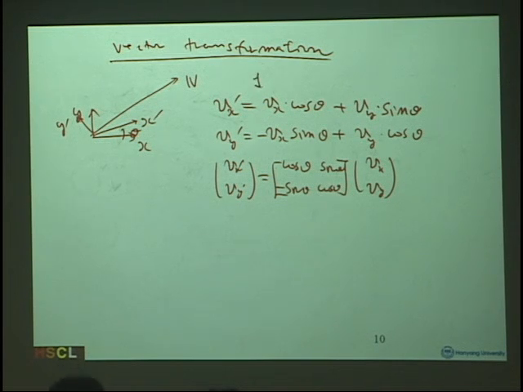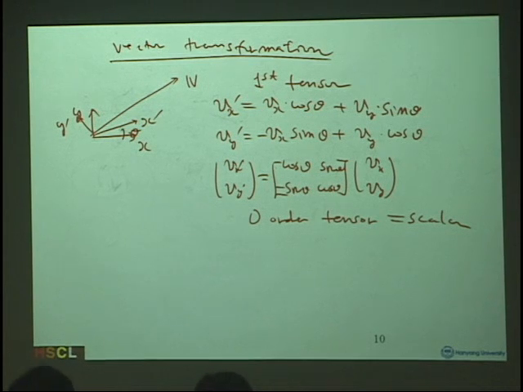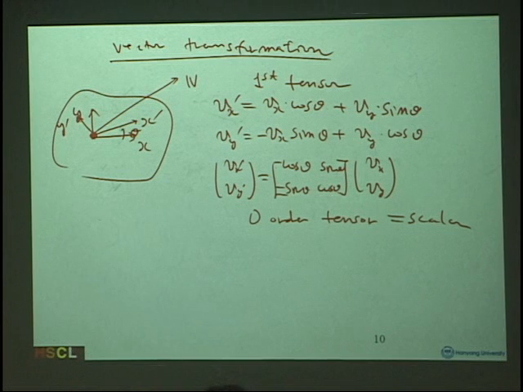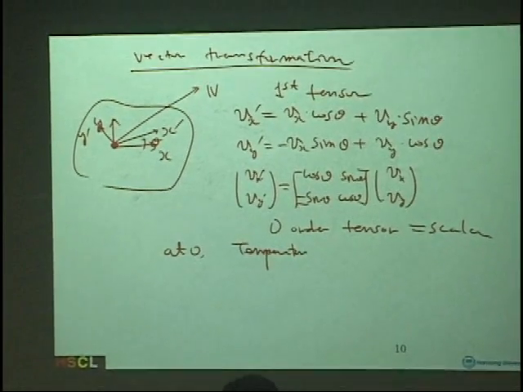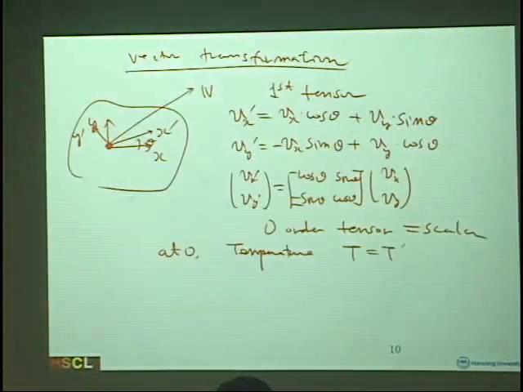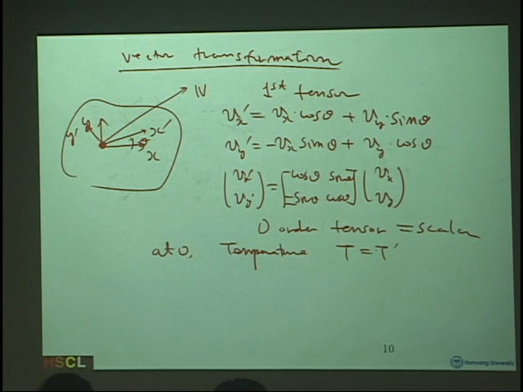And this vector we call a first-order tensor. Actually, a scalar is a zero-order tensor. And okay, again, this is a point, a body. And if let's say at O, we have a temperature, for instance, temperature T will be the same as T prime in a different coordinate system. So the value of a scalar does not change for a different coordinate system, but for the vector, the components will vary for a different coordinate system.